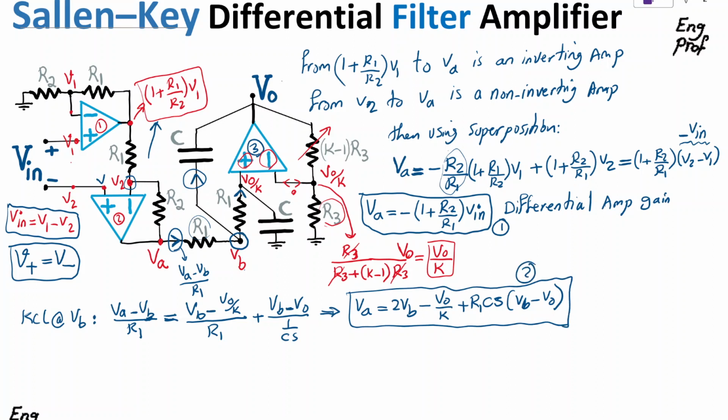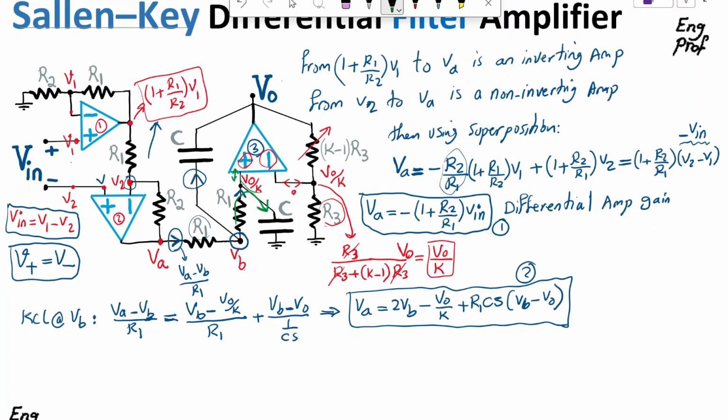Now the interesting thing is there is a simple relationship between VB and VOK, given that there is no current that can flow in or out of the positive terminal of the ideal op-amp because it has infinite impedance. So whatever current is flowing, that current should continue flowing through this cap.